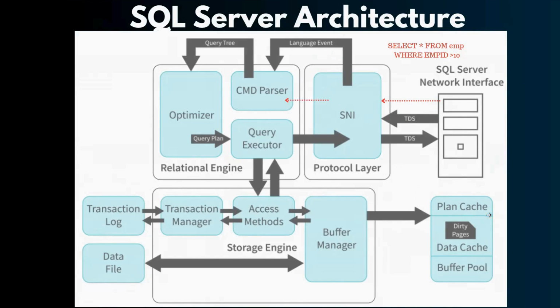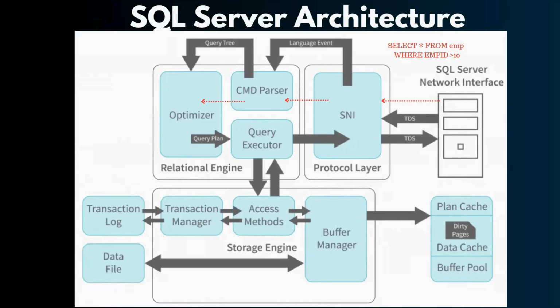So the command parser receives the language or RPC event and performs syntax checks for errors. It resolves the object names like tables and columns against the database schema and checks user permissions. If valid, it generates a parse tree or query tree. If there is a syntax error, an error message is sent back immediately via the protocol layer.